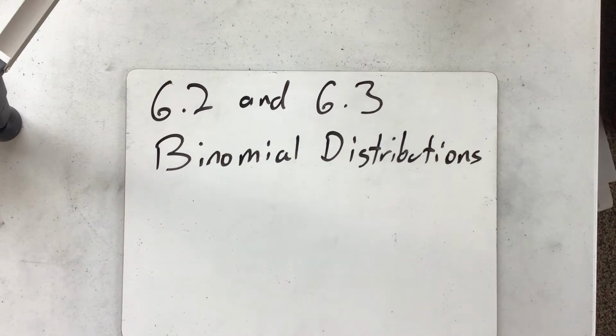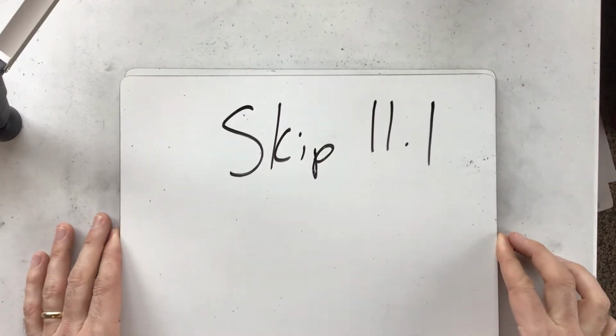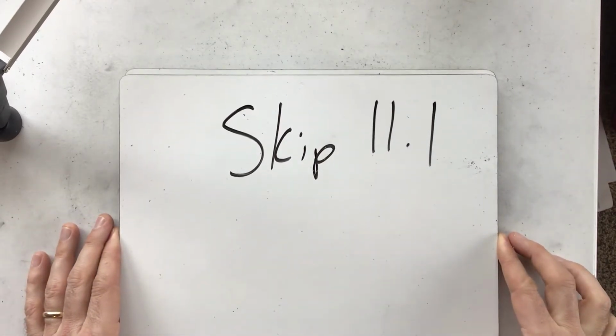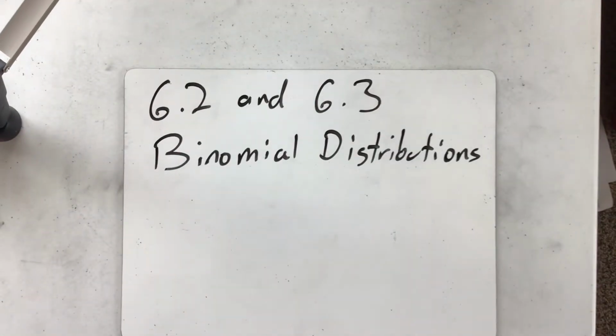An important note, when you look next in your notes, is section 11.1. I love 11.1. It's a great section, but due to time constraints and coronavirus, we're going to skip section 11.1. So if you want to just learn more statistics, go read that section. It's really interesting and it's a really good section. But for us, we're going to focus on 6.2 and 6.3.